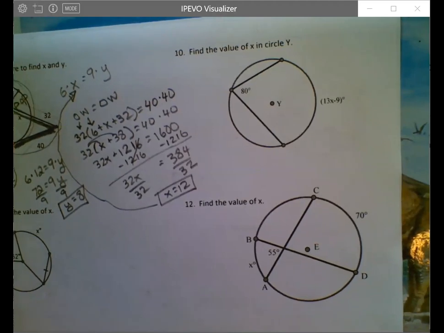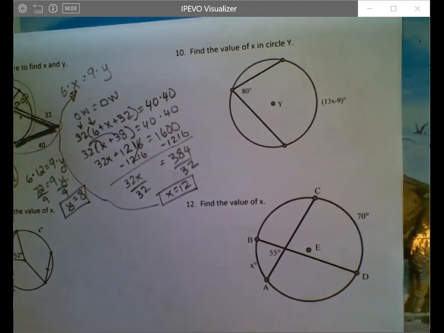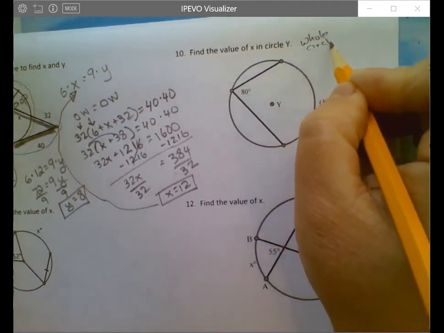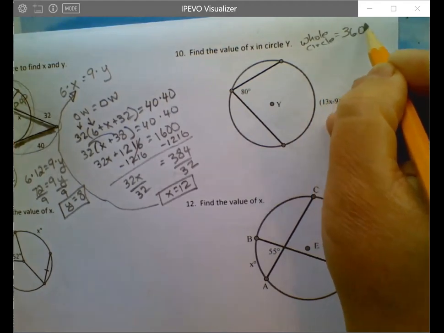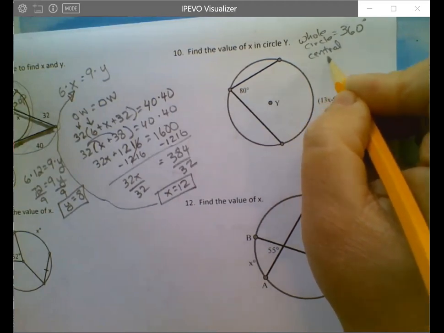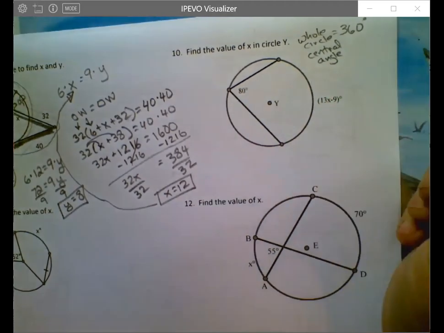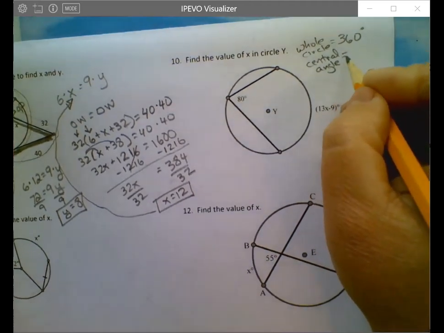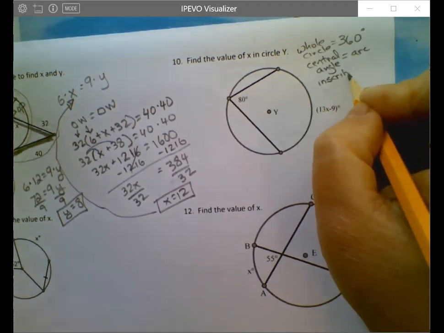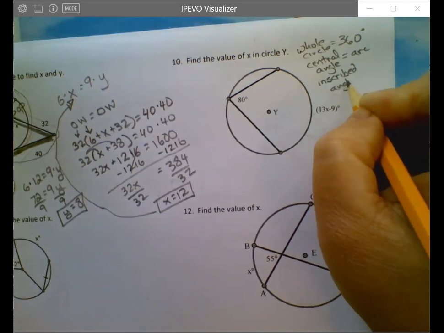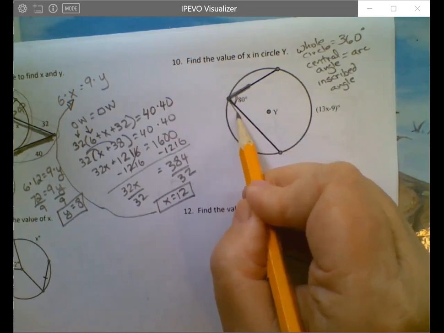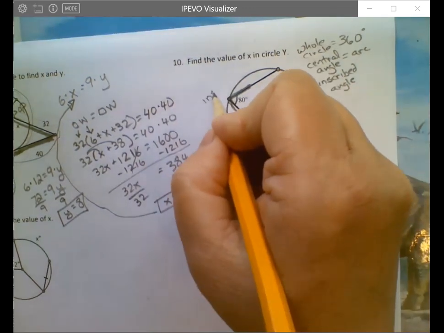All right, one of the other basic ideas we got in Unit 4 is that a whole circle always equals 360 degrees. Central angles, in other words, angles with the vertex at the center of the circle, are equal to the arc, and inscribed angles, like this angle right here, where the vertex is on the edge of the circle. So this is inscribed.